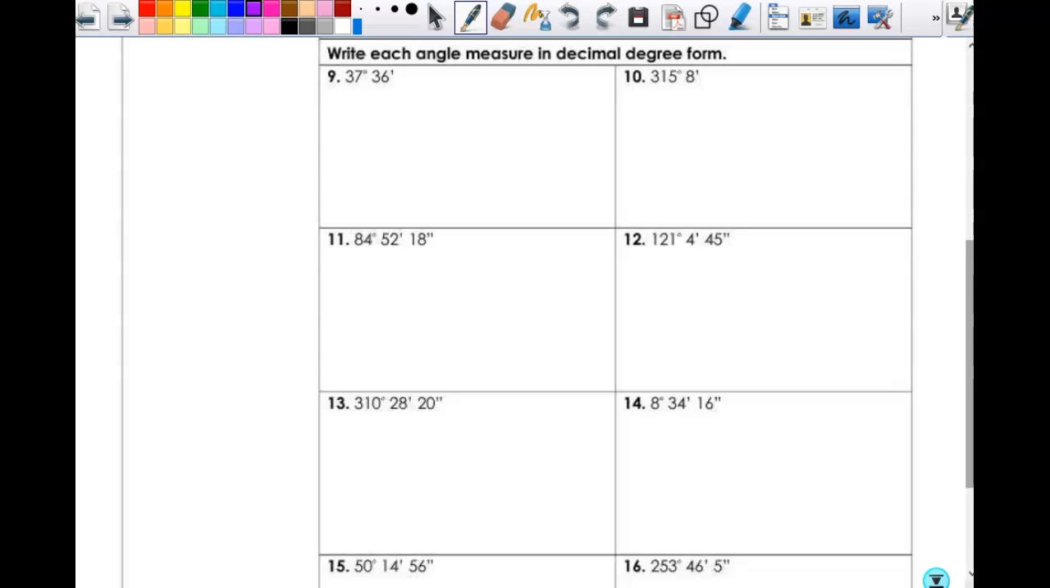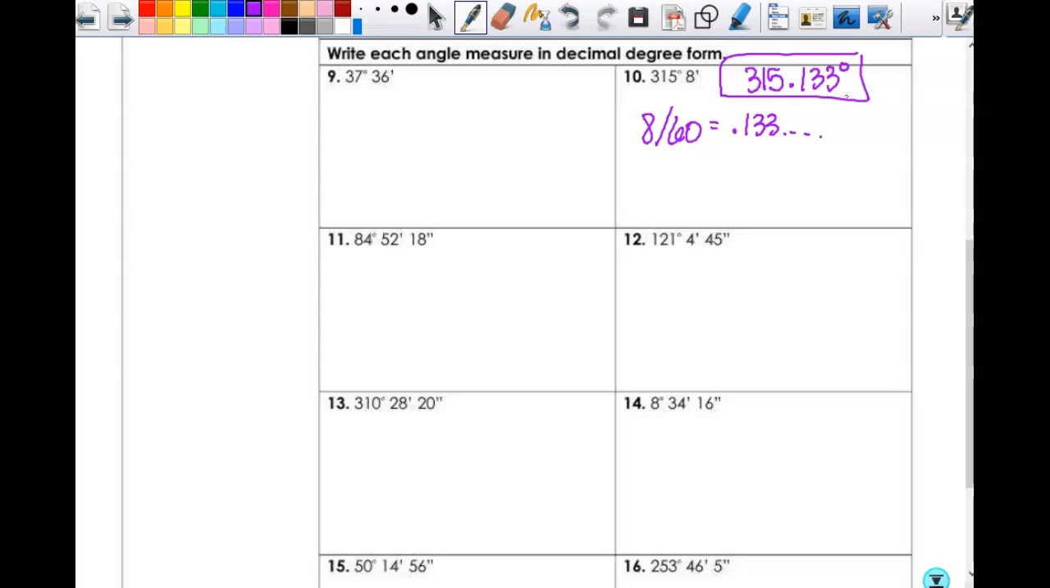All right, so let's look at number 10. 35 degrees, 8 minutes. So this, oh my gosh, 315 degrees. So it's 315 point, and then I'm going to take this 8, and I'm going to do what with it? Divide it by 60. And so that gives me 0.133 repeating, right? So we always do everything to 3 decimal places unless we're told otherwise. And that is it. Okay? So if there's no seconds, it makes it a whole lot easier.